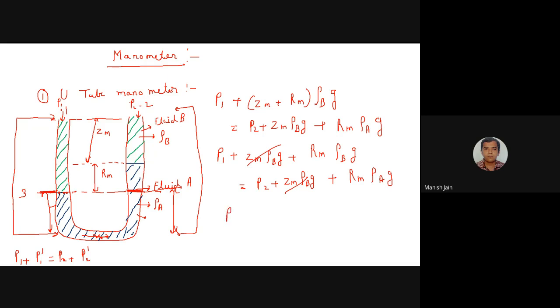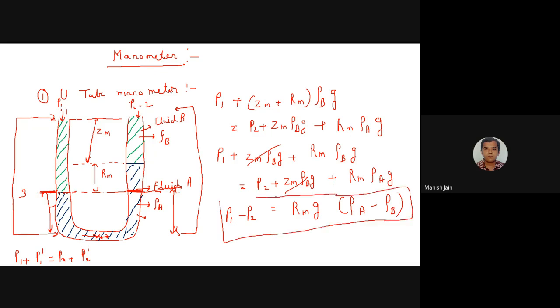Now if you are calculating P1 minus P2, that should be equal to, if you take this quantity to the other side of the equation, Rm will be common, g will be common, and you will get rho A minus rho B. So this is the basic equation of the U-tube manometer, the simplest type of manometer used in industry, and the most useful manometer is the U-tube manometer. In the U-tube manometer, the pressure difference can be calculated simply by the difference in the level of the barometric fluid. Rm is the difference in the level of the barometric fluid.